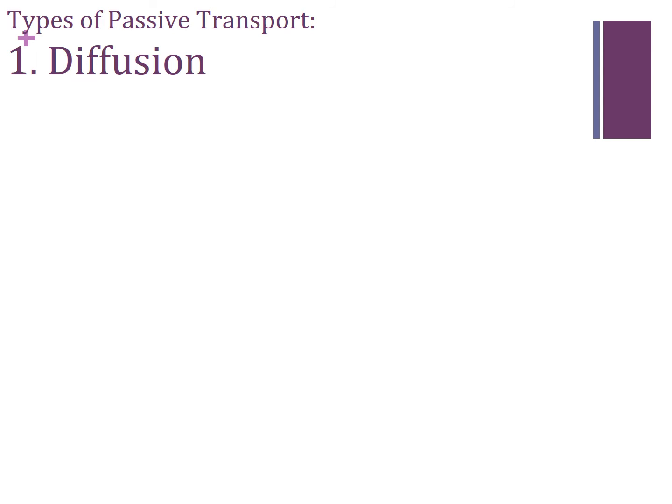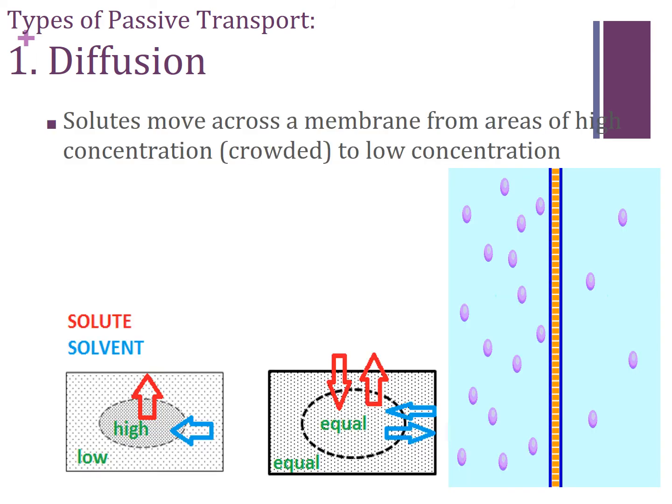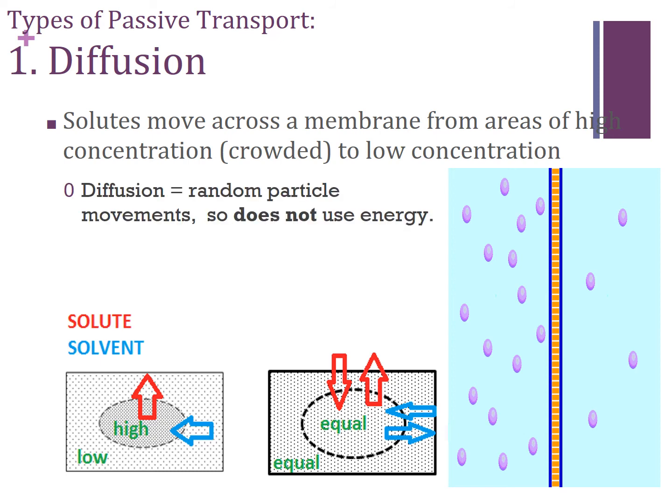Now we're going to talk about the different types of passive transport. The first type we're going to talk about is diffusion. Solutes are going to move across the membrane from areas of a high concentration, where they're very crowded, to an area of low concentration. Diffusion uses random particle movements, so it doesn't use any energy at all.